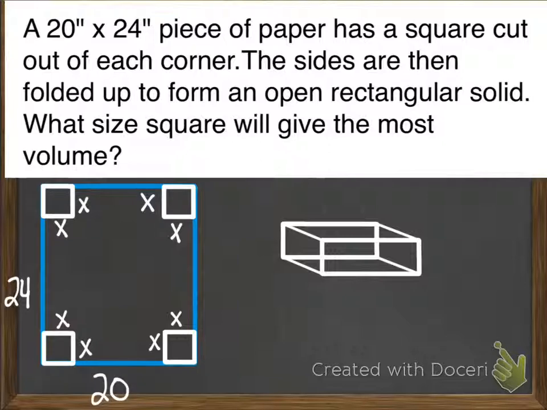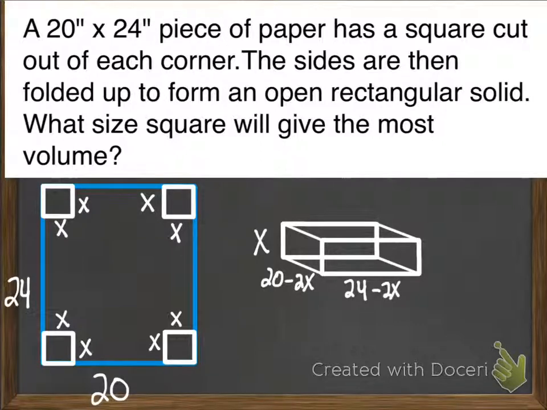Well, when I've taken the x size square out of the two sides, that side down there with the 20 is no longer 20, it's 20 minus 2x. And same thing with the 24. It's going to be 24 minus 2x. So at this point we have our box.